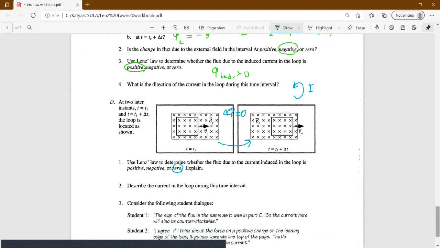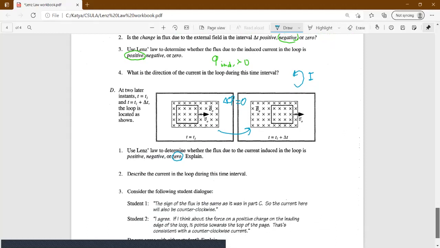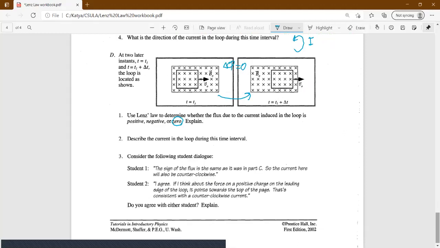Okay, guys, I want you to make a conclusion. If the change of the flux equals 0, then the induced flux is also 0, right? What is going to be the current then? Answer this question yourself. And for discussion, I'm asking you to discuss the last question. The students are talking about what is going on in this exercise. So please discuss them in the discussion, okay?